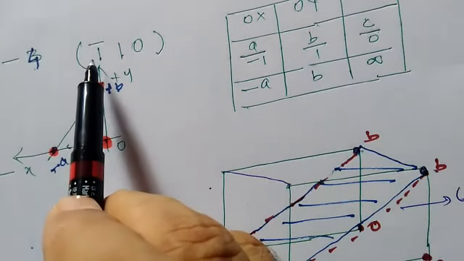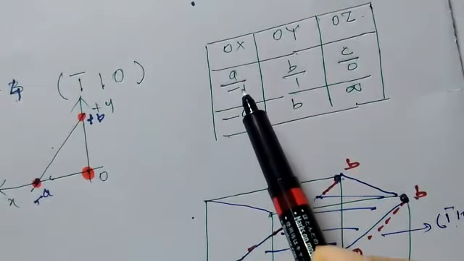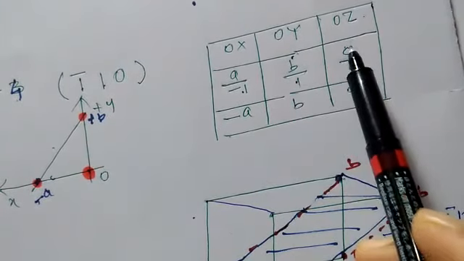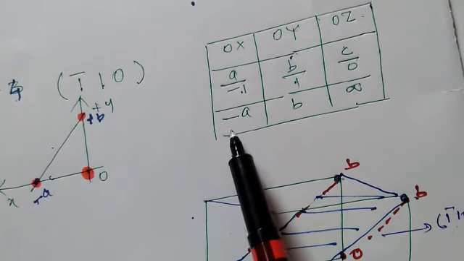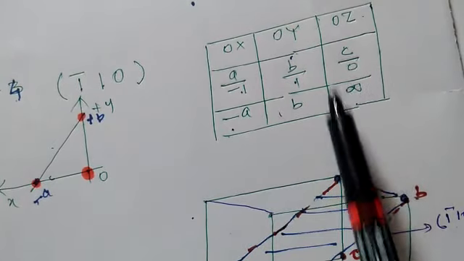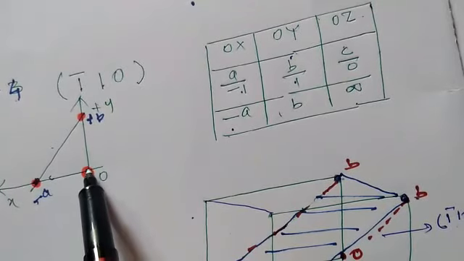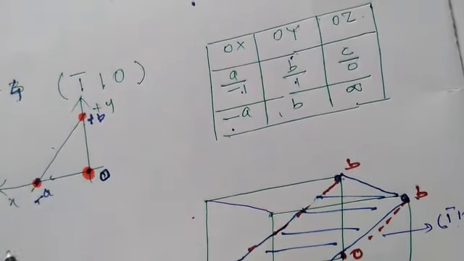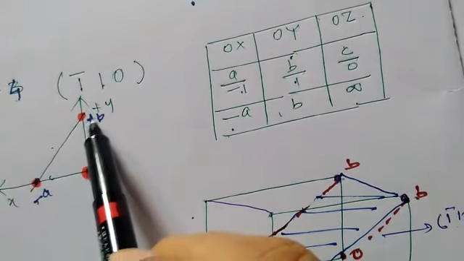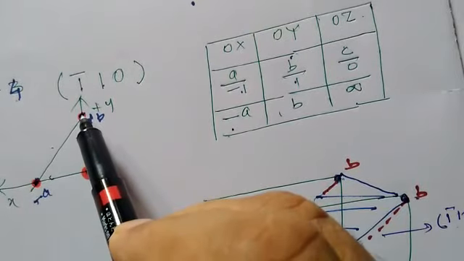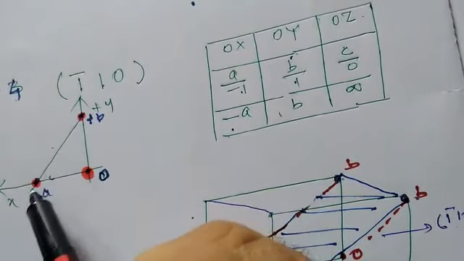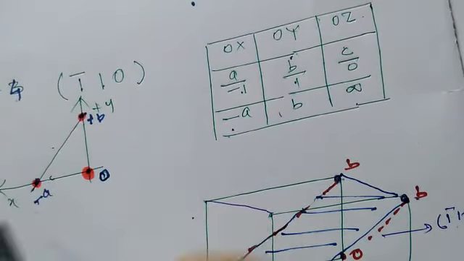Miller indices is 1 bar 1 0. So the intercepts will be a by -1, b by 1, and c by 0. And here you get your x-axis as negative, y-axis as positive. So here you have to select the origin. This is b plus and this is minus a. So the intercept values are this and this. So the intercept points are this and this; you have to connect them, and you get the line.